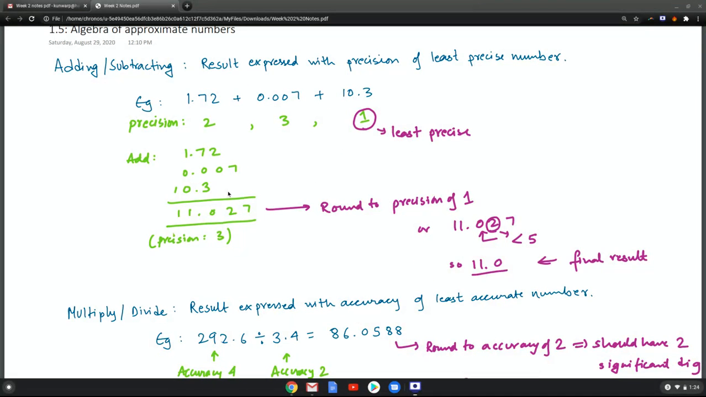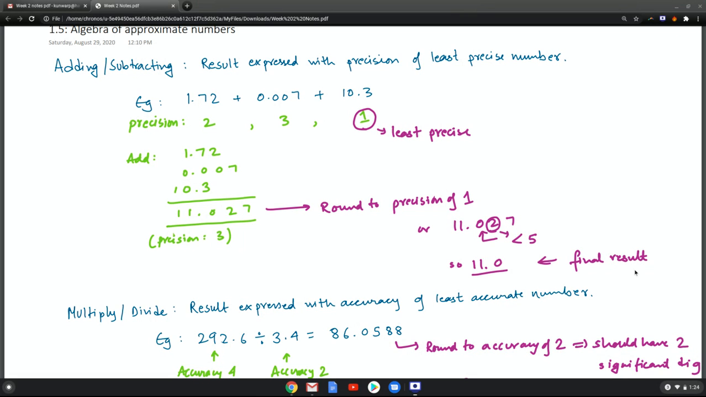I perform the addition and it comes out to be a number which has a precision of 3, which means I need to round it to precision of 1. So we got to think here a little bit. For it to have a precision of 1, I need to round off at the tens place. So right at 0. I look at the next number, which is 2. Because it's less than 5, it's going to be round down. So it is 11.0, which is the final result.